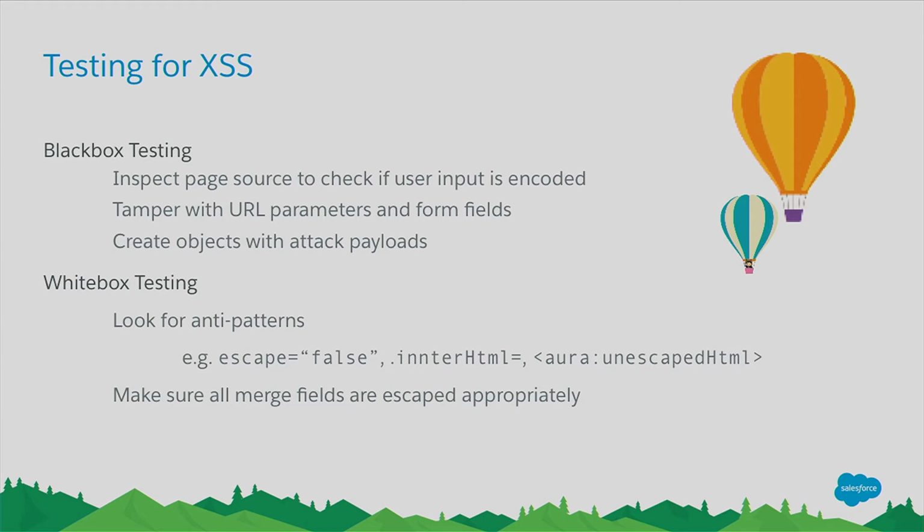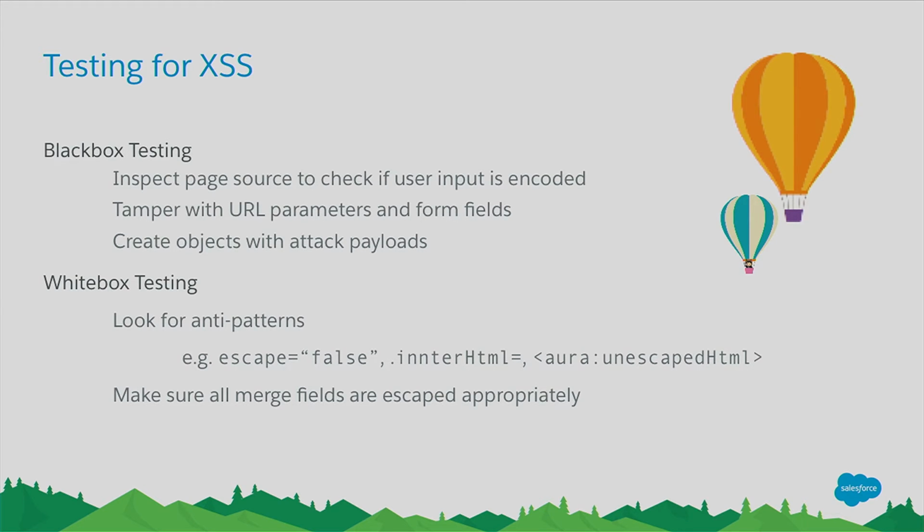Tamper with all the URL parameters and form fields that you can find, and create objects with attack payloads. So in this case, if you're testing a Salesforce application, create account names, things like that, that are going to have special characters in them so you can see if they're getting rendered on the page later. This works great for black box testing. If you're doing white box testing, which means you do have access to the source code, there's a few great anti-patterns that you can look for.